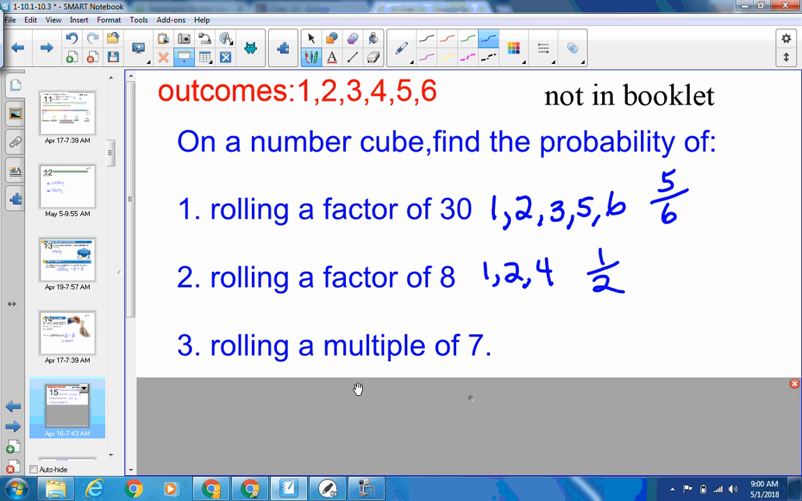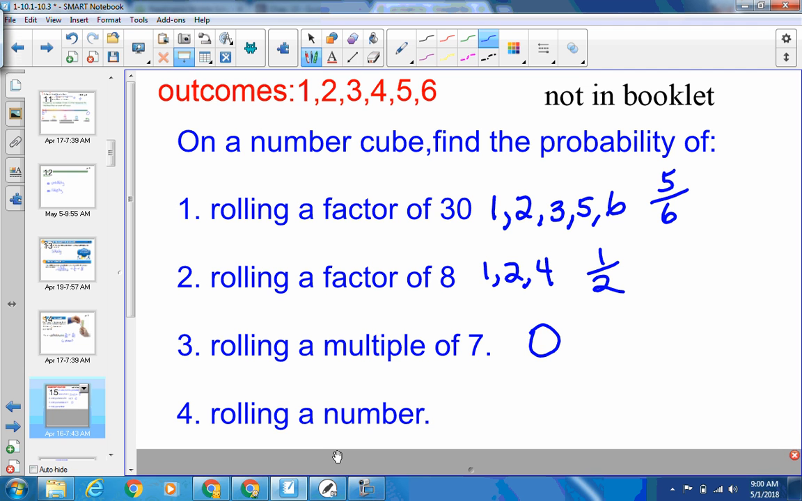Rolling a multiple of 7 starts with the number 7, which is not on a number cube, so it's impossible to happen. That would be a 0. Rolling a number. They are all numbers, so we have 6 out of 6. We would simplify that to a probability of 1.